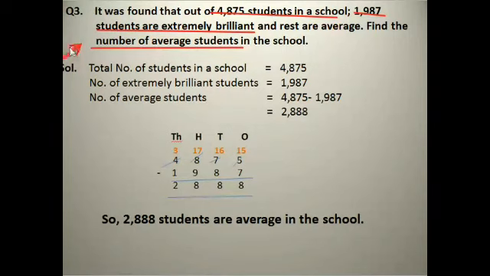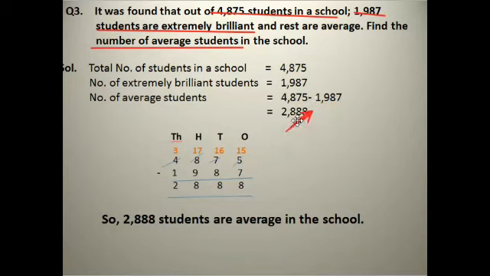In the first step, for the solution, we write the total number of students in a school, 4,875. Next, the number of extremely brilliant students, 1,987. And now we will find the answer. Number of average students is 4,875 minus 1,987.